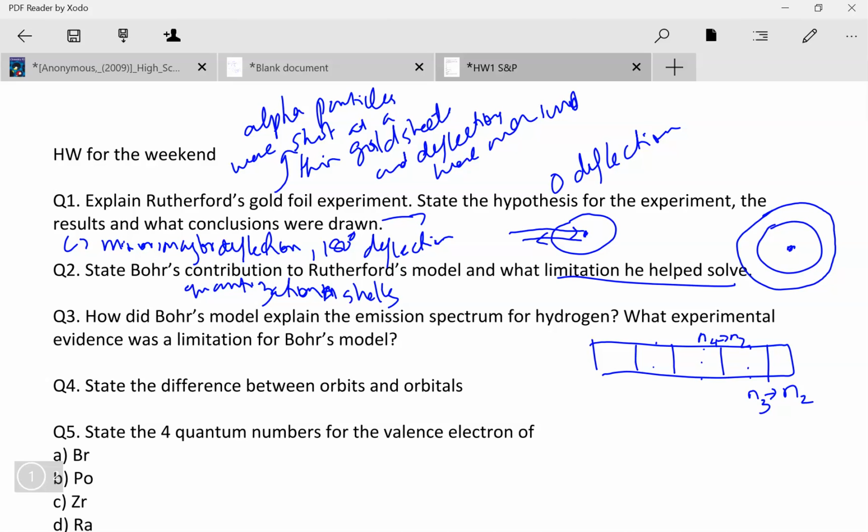What experimental evidence was a limitation? This is the emission spectrum for other kinds of gases like neon and helium, where there were not exactly 4 or a set number of transitions, there was multiple very close to each other, which did not support Bohr's model.